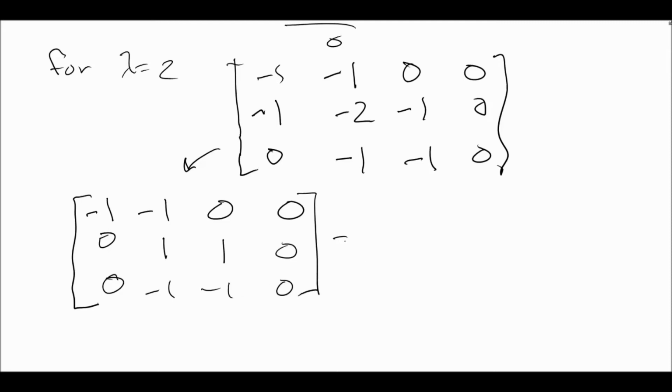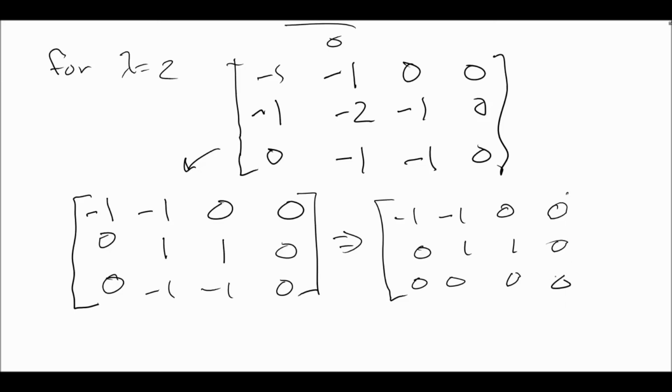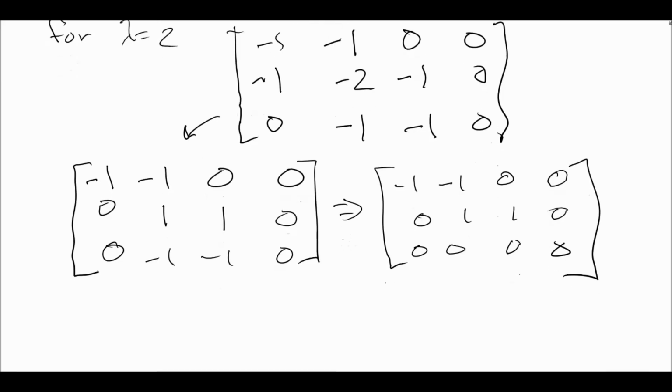And if you advance Gaussian elimination, clearly we're going to be able to get rid of row 3, because row 3 is clearly a multiple of row 2. That's our final result from Gaussian elimination.